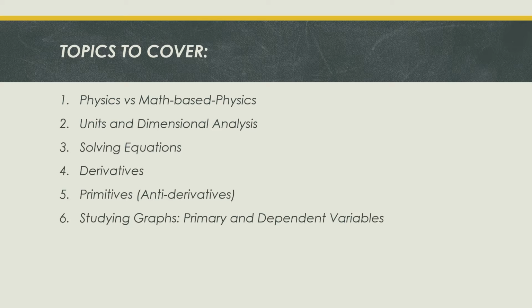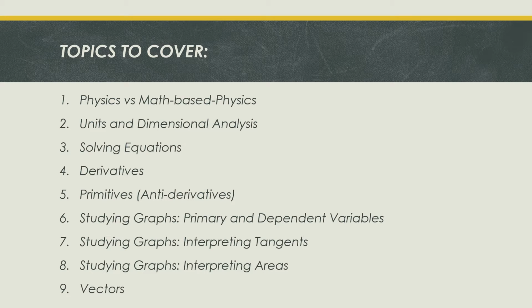The topics that we're going to cover in this chapter are physics versus math-based physics, units, solving equations, derivatives and antiderivatives, studying graphs, whether primary and dependent variables, interpreting tangents and areas. Then we're going to move to vectors. If you find yourselves capable of understanding all of these, then this chapter is simply an additional chapter. It's not as important as what's going to come after it.